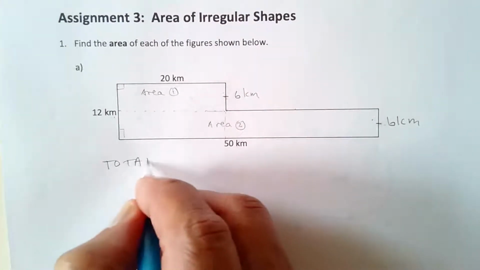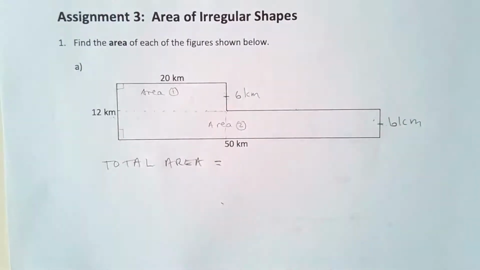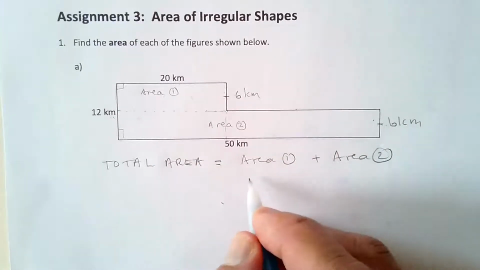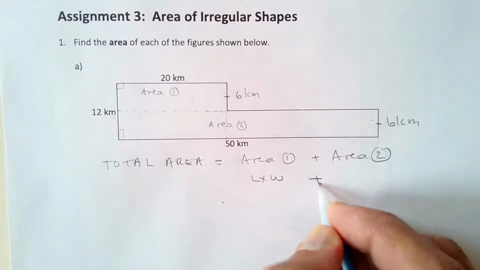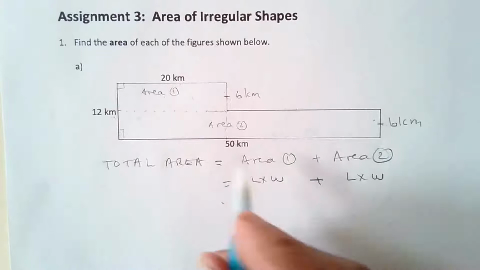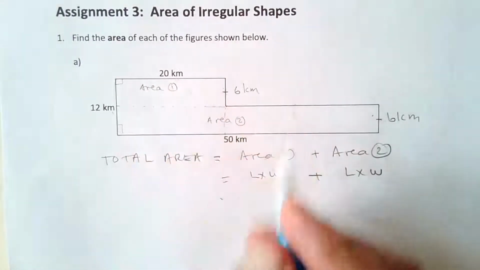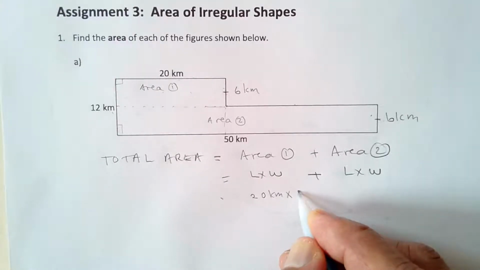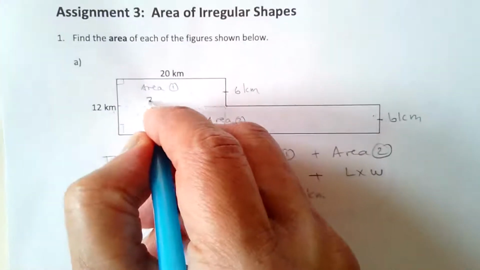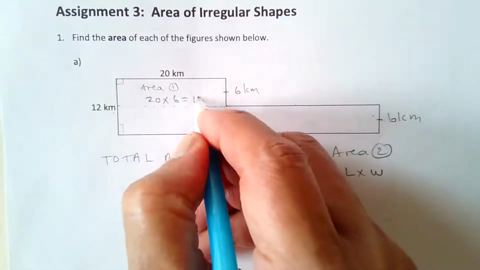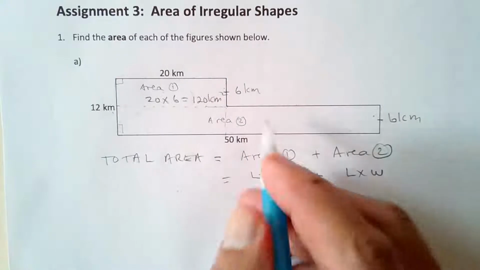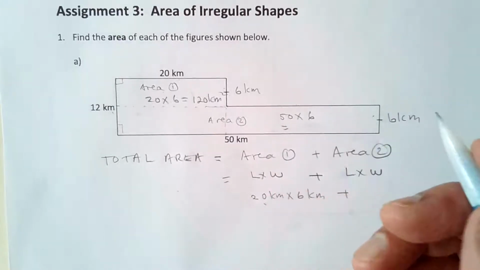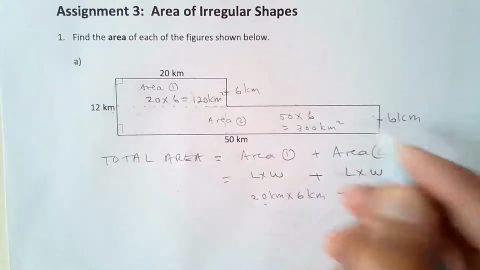The total area is equal to area 1 plus area 2. Area 1 is length times width plus area 2 length times width. Our length here is 20, so 20 km multiplied by 6 km. So 20 times 6 will give us 120 square kilometers, plus our length here is 50 times 6, which works out to be 300 square kilometers.